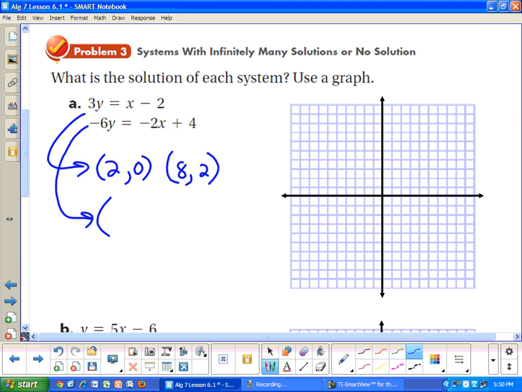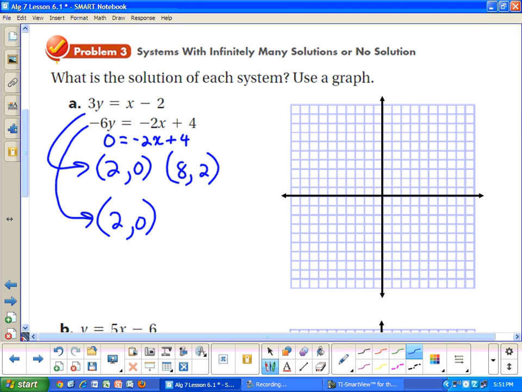But if we let y equal 0, that will work. If y is 0, then 6 times y is 0, and negative 2x plus 4, 0 minus 4 is negative 4, divided by negative 2 is 2, 0. Same point as the other one.